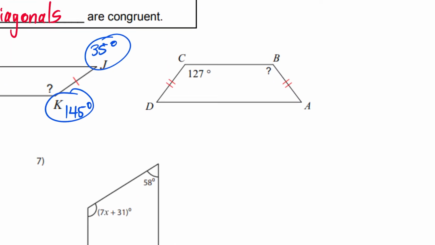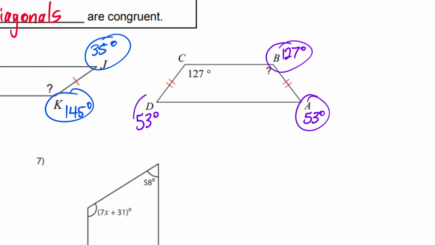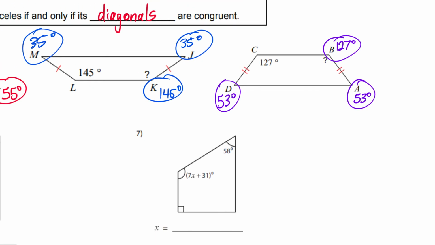Okay, on the next one, if angle C is 127, angle B is 127, how big is angle A? It's 53. Remember that they add up to 180. Okay? So basic stuff there.